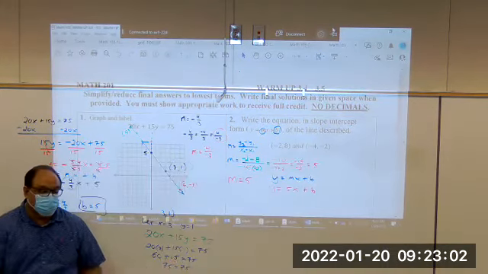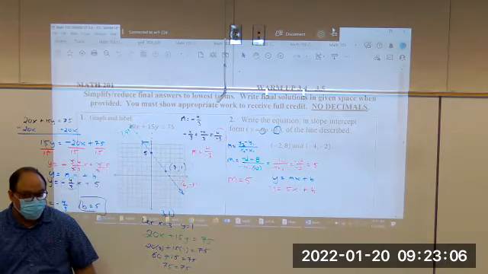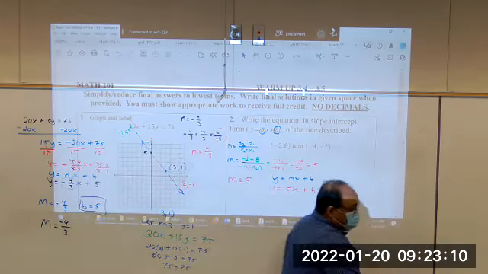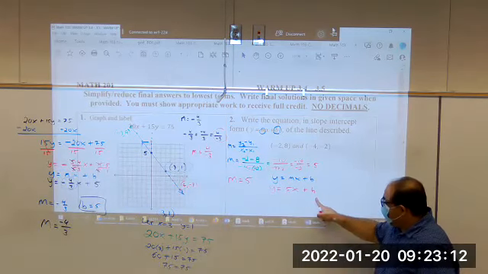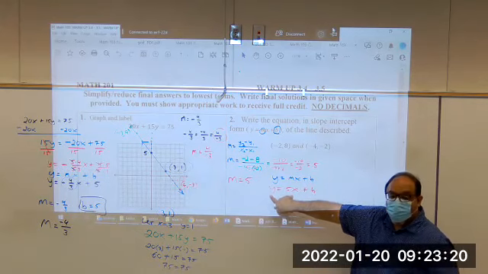Almost done. We just have to figure out the b. I have three variables right now: an x, a y, and a b. If I want to figure out this one, then I have to plug something in for x and y.